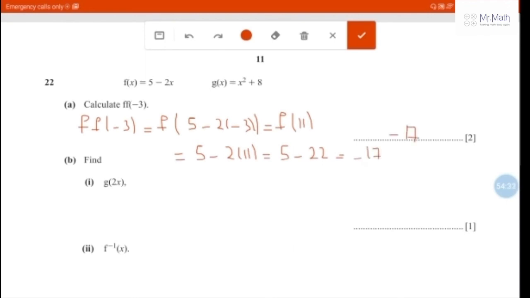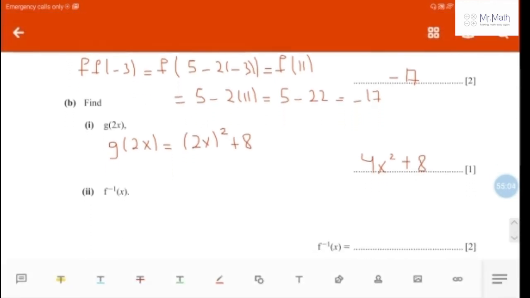Now in part B, I have to find g of 2x. So for g of 2x, I will substitute 2x into the function g of x, so I will get 2x all of it squared plus 8. So the answer is 4x squared plus 8.